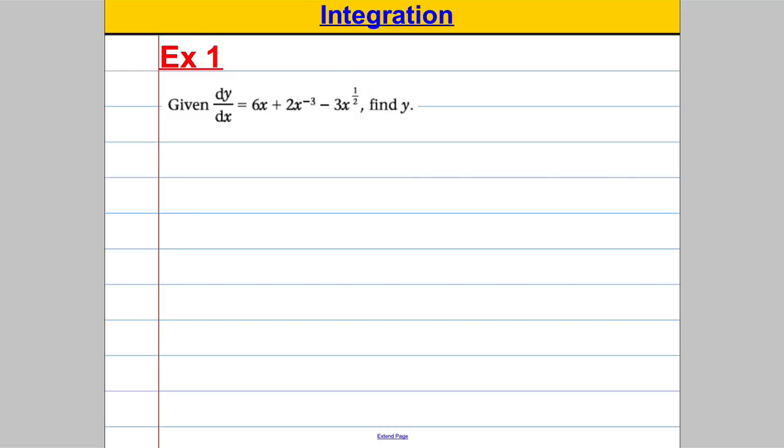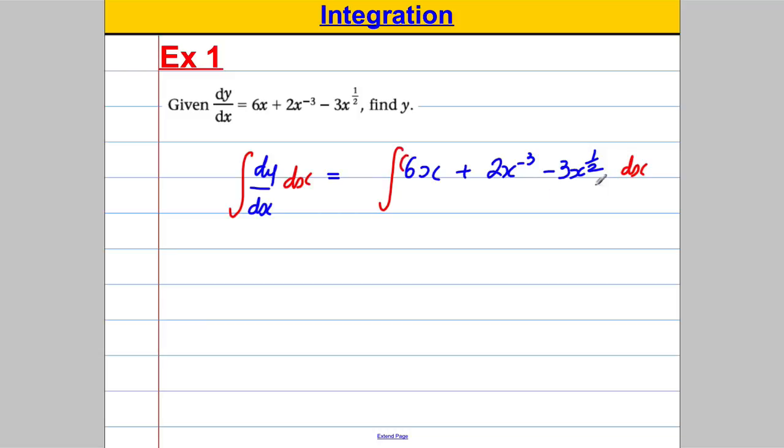find y. So as I always do, I'm going to write dy by dx, give plenty of space, is equal to 6x add 2x to the negative 3 take away 3x to the half. I'm going to integrate the whole of this side with respect to x. Now the good thing is, I'm going to just put a bracket around that. I can just integrate each part separately and add the answers together and it will come out correct. So if I integrate this, I'm going to get y.